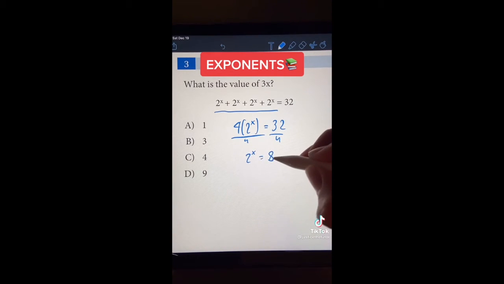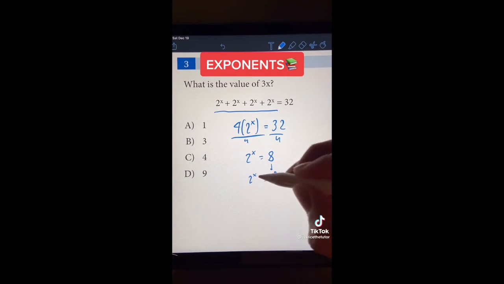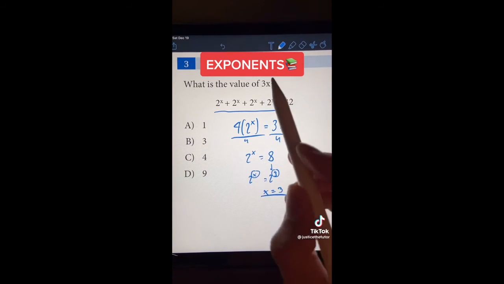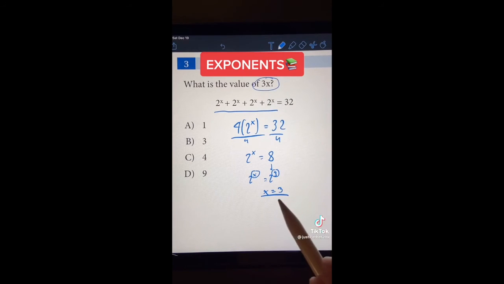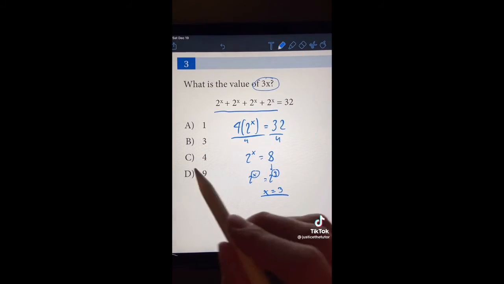And how do we get 8 to kind of look like this? So we remember that 8 is just 2 to the power of 3. So 2 to the x is equal to 2 to the 3. So that means that these exponents have to be equal. But it's asking for the value of 3x, not just x. So you have to multiply this number by 3. So the answer is D.